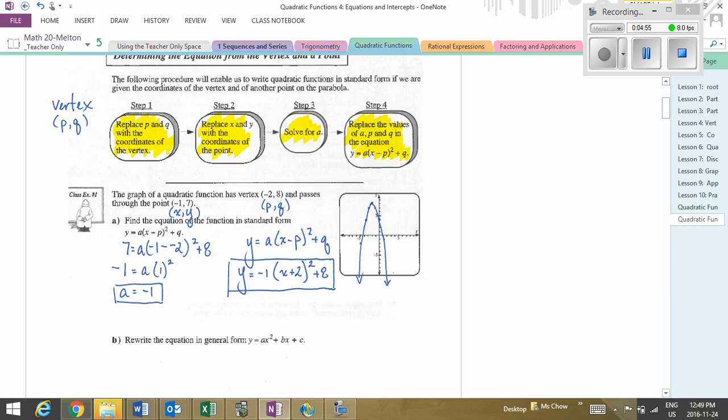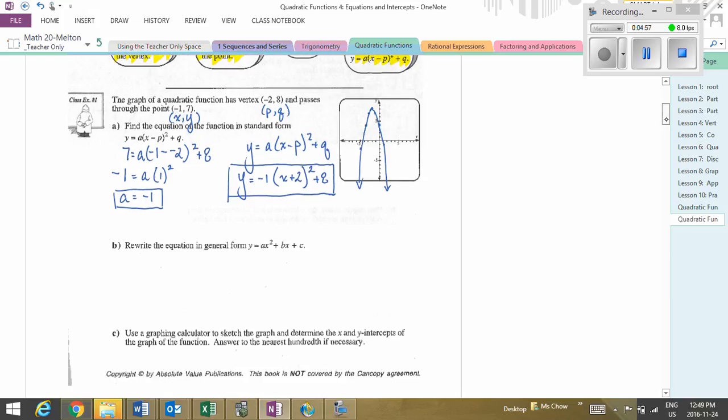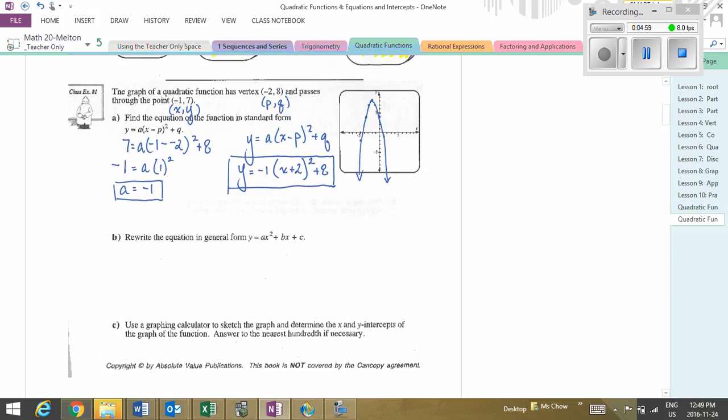Okay, great. Rewriting it into general form means taking y equals -1 times (x plus 2) all squared plus 8. And since we want it in the form ax squared plus bx plus c, you can see there's no brackets there. So essentially what they have done is they have expanded that. So we want to expand (x plus 2) times (x plus 2).